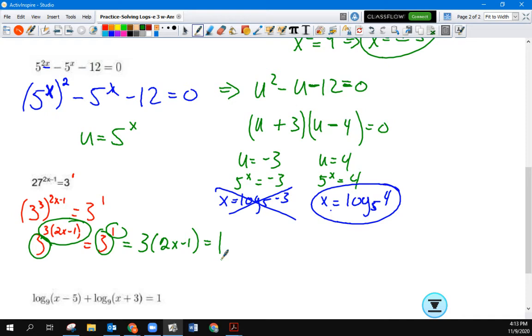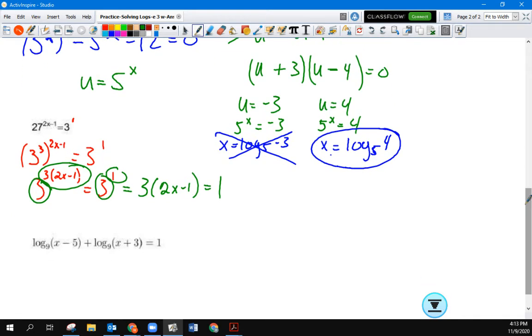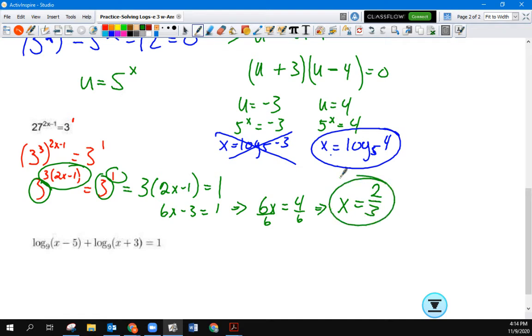And now we're back at algebra 1. Okay, so bring the 3 in. So 3 times 2 is 6x minus 3 equals 1. Add 3 to both sides. So we get 6x equals 4. Divide by 6, divide by 6, which means that x equals 2/3. And that is my answer.